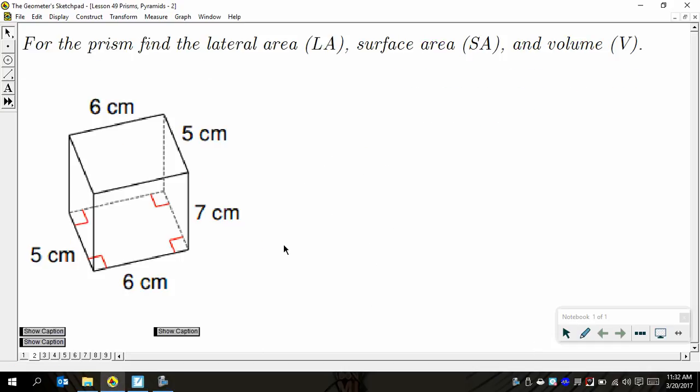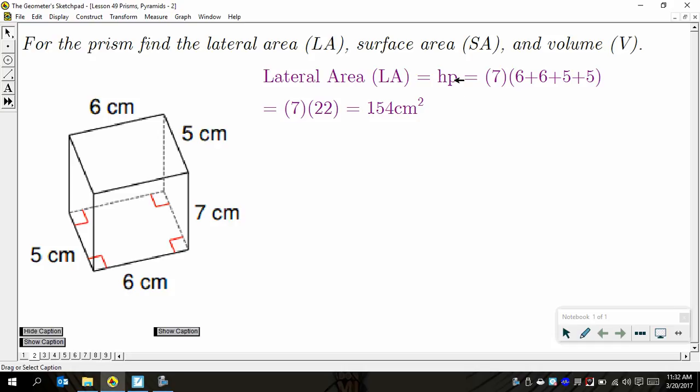So let's do an example. This is the one right from that example there. We see that the base here is this rectangle, and so when we want to find the lateral area, we find the perimeter, which is 5 plus 6 plus 5 plus 6, and the height is 7, the distance between the two bases. When we plug in, we get 154 centimeters squared.